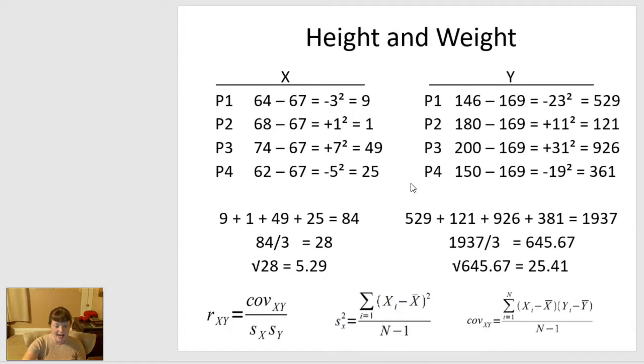I'm now going to divide 84 by 3. I just fixed a couple typos there, sorry. I'm going to divide 84 by 3 to get 28. And then I'm going to take the square root of 28 to get 5.29.